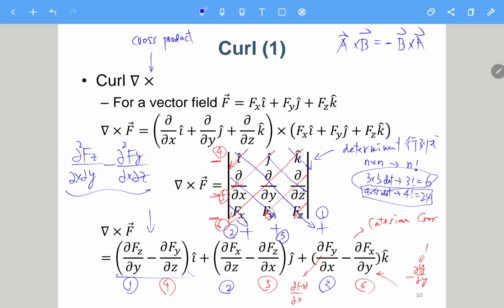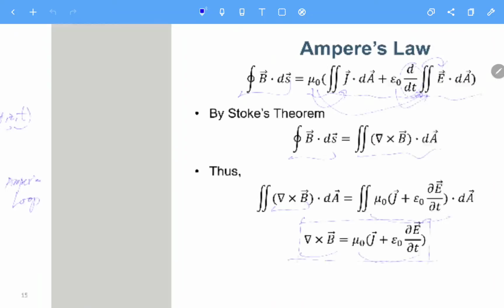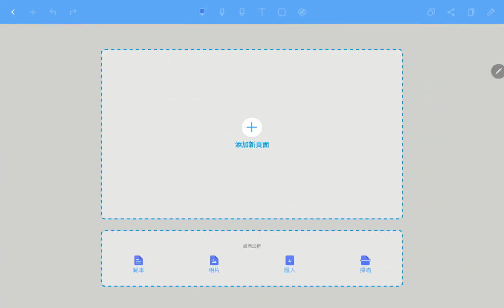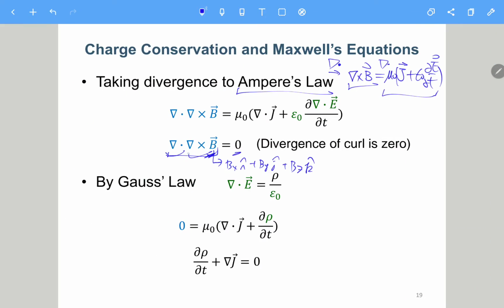Then you will find that they cancel each other. Take this term: we also have this one, taking the partial derivative with respect to y, so it turns out to be partial squared f z over partial x partial y. This one and this one are actually the same, but this one has a negative sign, so they cancel. So you can clearly verify that no matter what the vector field is, the divergence of the curl of a vector should always be 0, which means that this is 0.